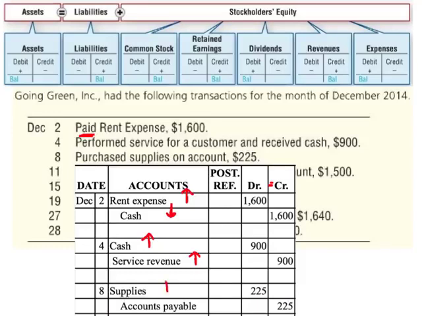All right, so my supplies go up, which is an asset. Accounts payable, which is a liability, is also going up. All right, let's move to a clear slide and we'll start over and we'll do the next three.